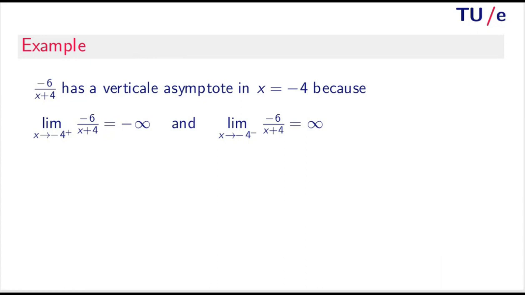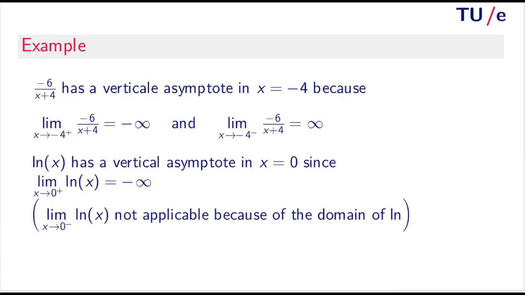An example of this. Take for f of x minus 6 divided by x plus 4. Then this function has a vertical asymptote for x is equal to minus 4. Why? Well, because the limit for x going to minus 4 from the plus side of minus 6 divided by x plus 4 is minus 6 divided by a very small number, which goes to minus infinity. But the limit for x going to minus 4 from the minus side is plus infinity. So we do find a vertical asymptote in x equal to minus 4.